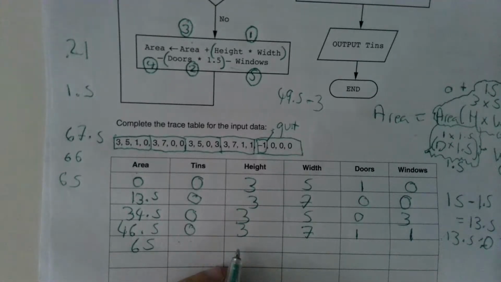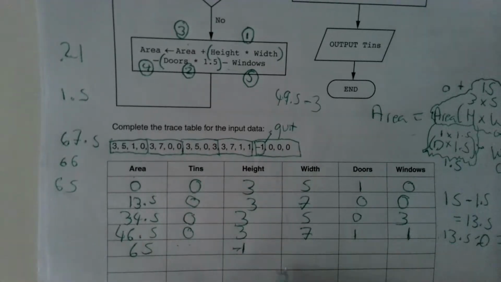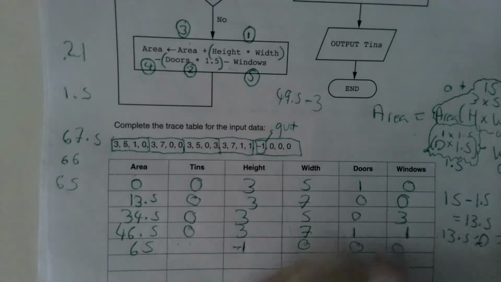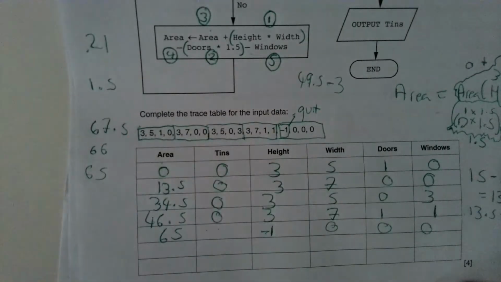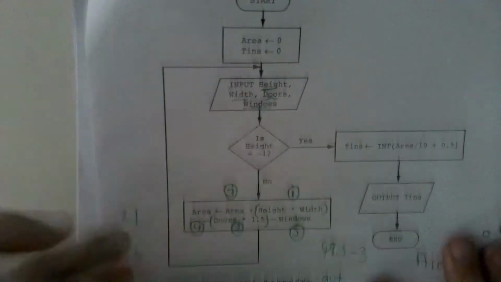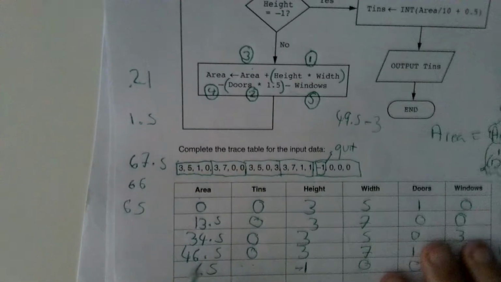Okay, so we've got 65. We're then entering our next numbers, -1, 0, 0, 0. We still enter those numbers, even though we've got now -1, we still have to enter these numbers. So they've been entered. Now the next thing, what happens in our flowchart is height -1? Yes, height is -1. So we don't work out the new area.